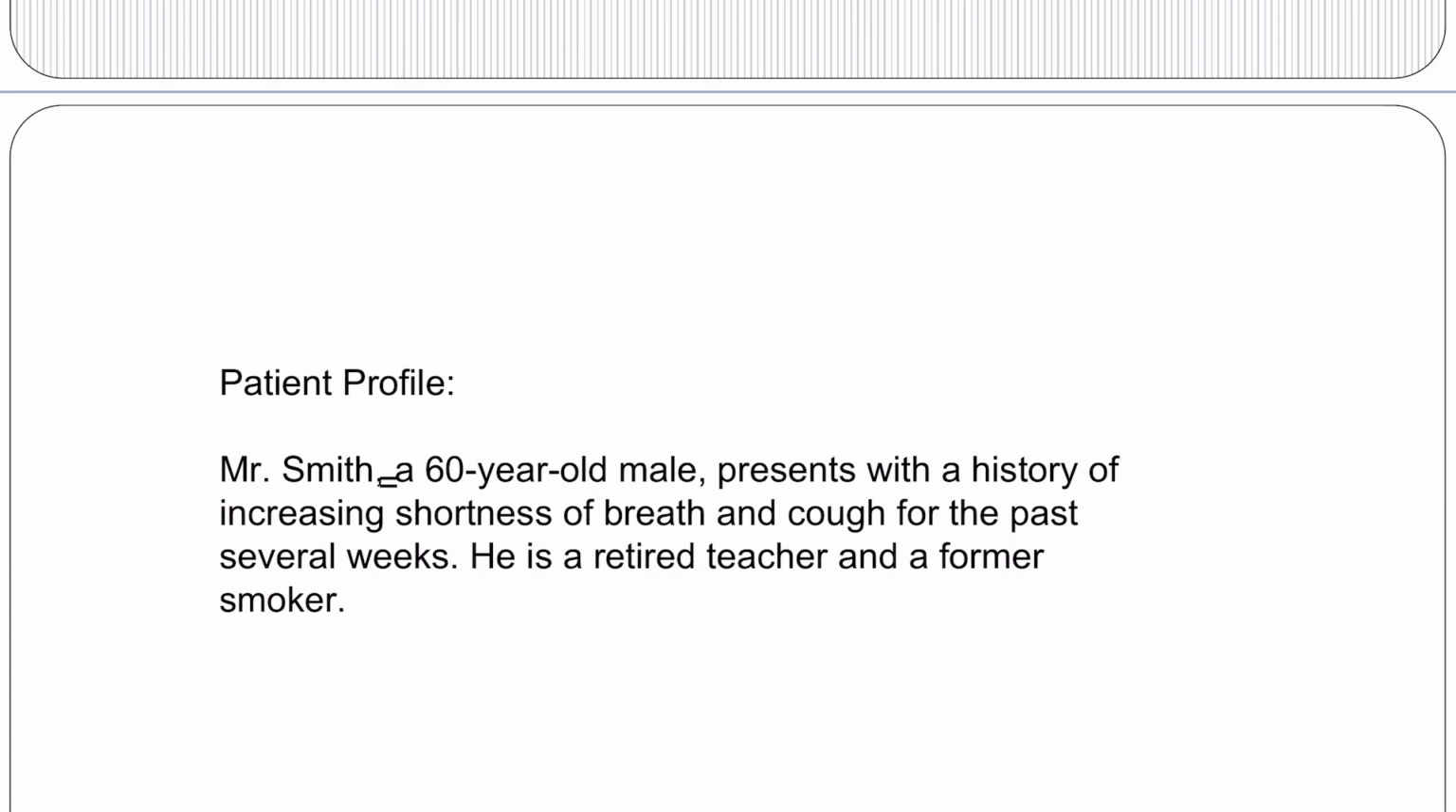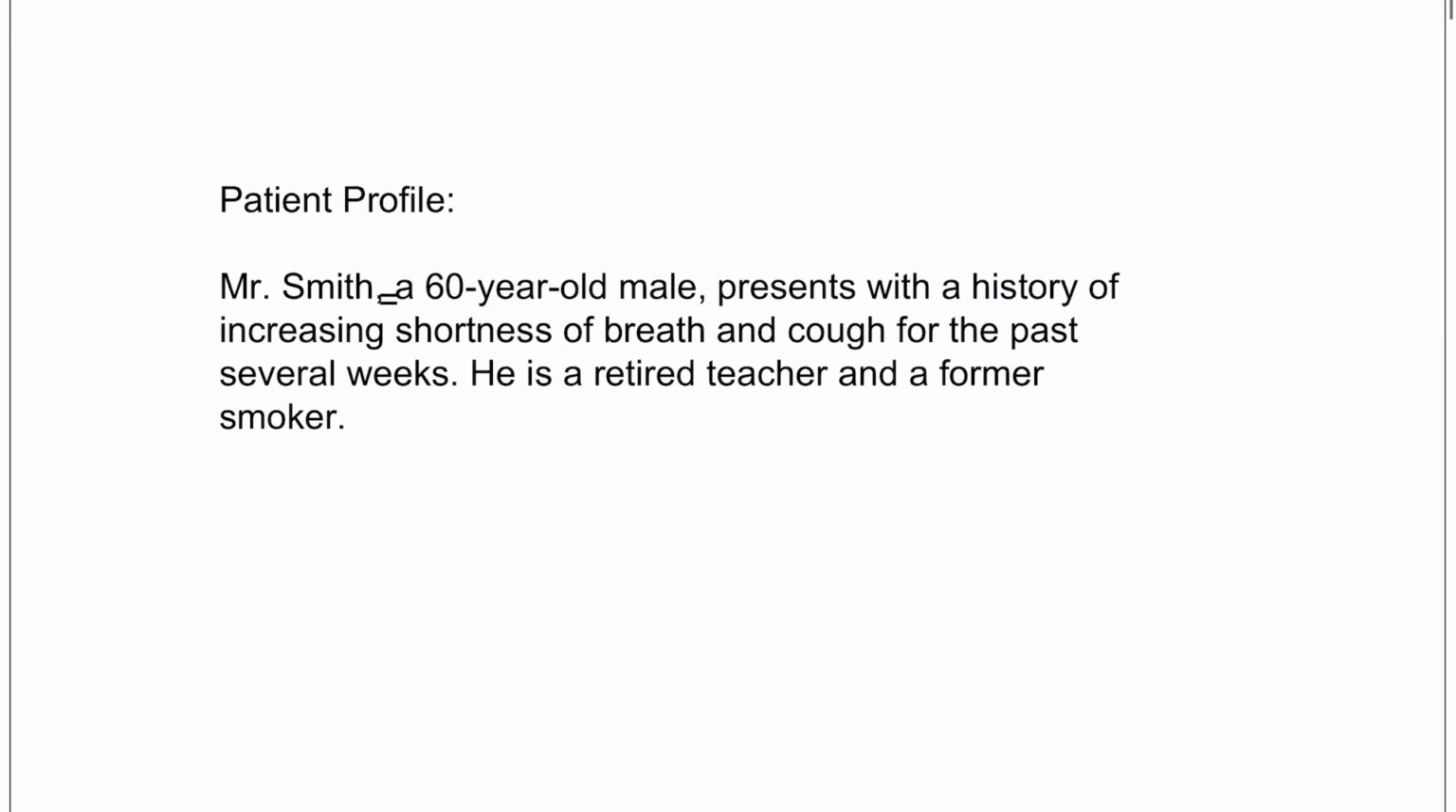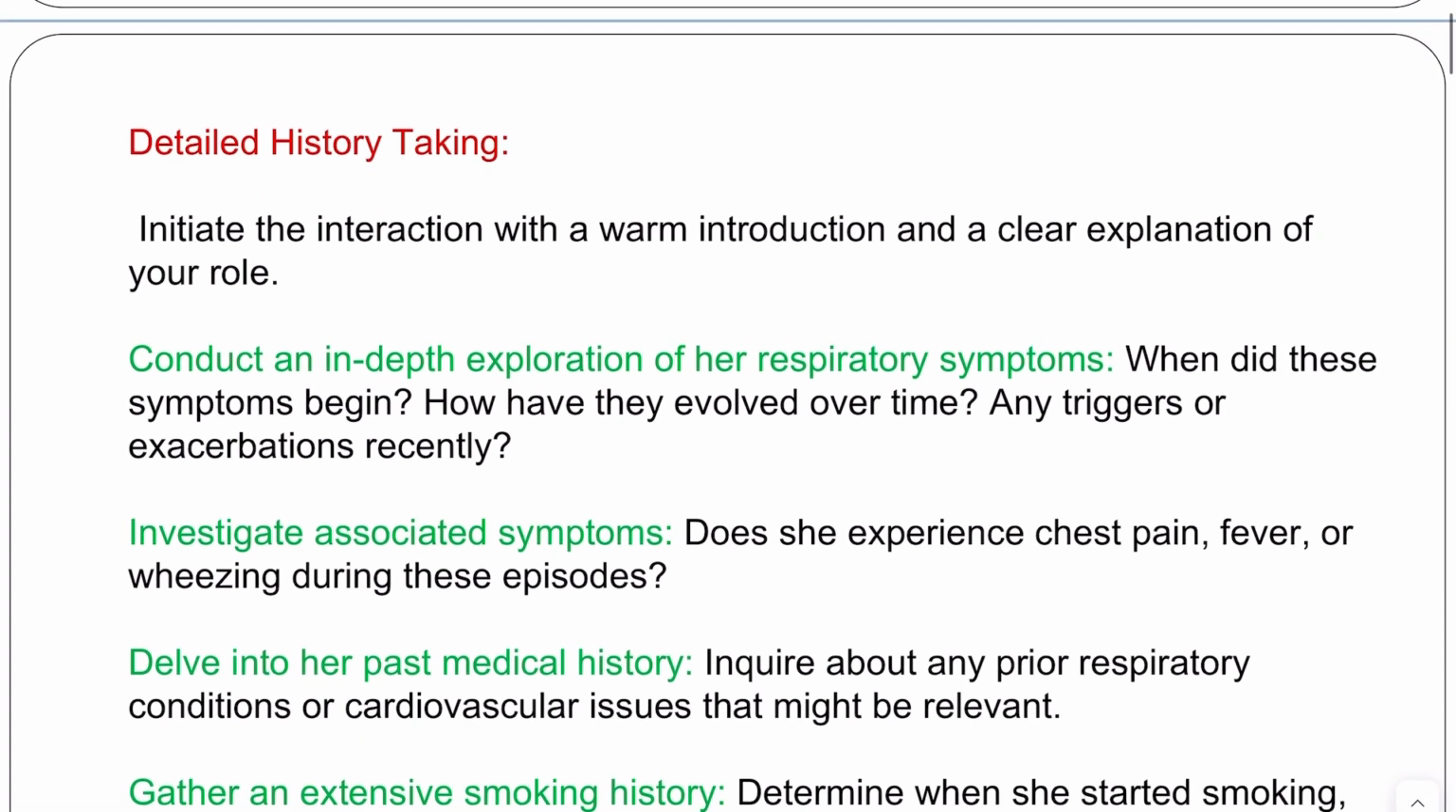In this case, this is the patient profile. This is Mr. Smith, a 60-year-old male, who presents with a history of increasing shortness of breath and cough for the past several weeks. He's a retired teacher and a former smoker. They have already given you a hint that this patient is a smoker and has had shortness of breath and cough for the last several weeks. So immediately you'll be thinking about COPD, asthma, and that it is a respiratory case. Once you have been given that, you'll enter the room.